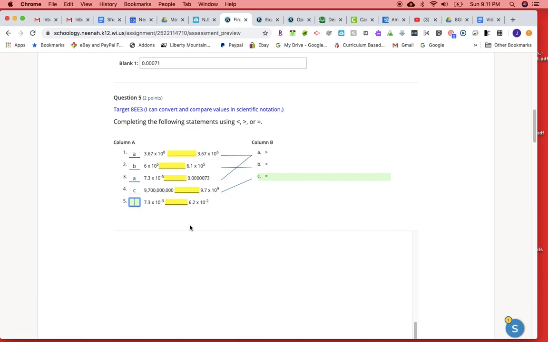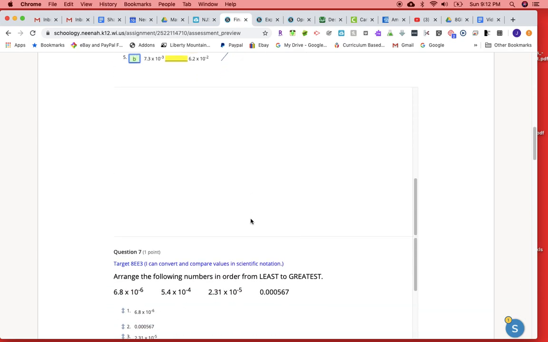And our last one, we have 7.3 times 10 to the negative 3rd, 6.2 times 10 to the negative 2nd. Just by looking at the number of place values we have to move, we only move 2 places to the left, 1, 2, so it's going to be a 0 in front here. This one's going to tell us we have to move 3 places, so it's going to be 1, 2, 3, so we're going to have 2 zeros in front. So that should tell us 6.2 times 10 to the negative 2nd is bigger. So in our answer, it's going to be 7.3 times 10 to the negative 3rd is less than, so that's B, 6.2 times 10 to the negative 2nd.